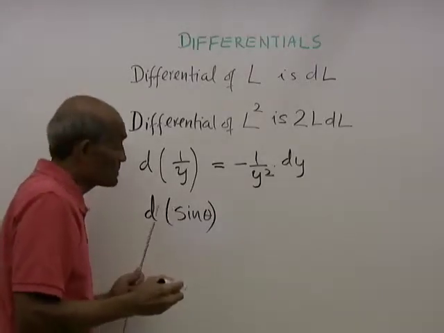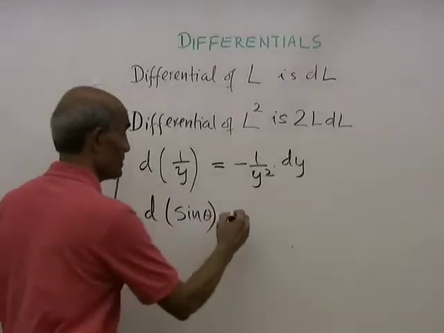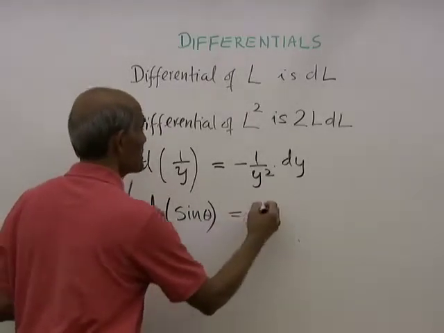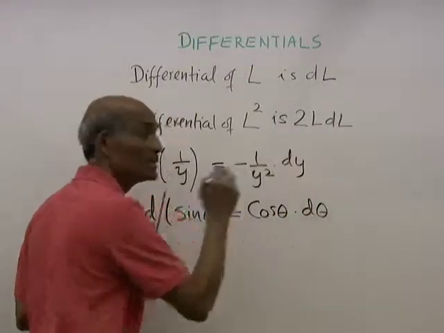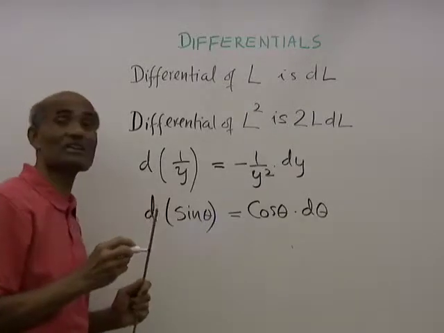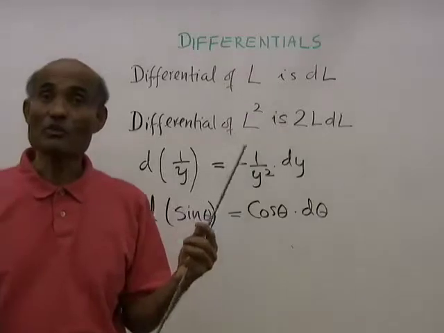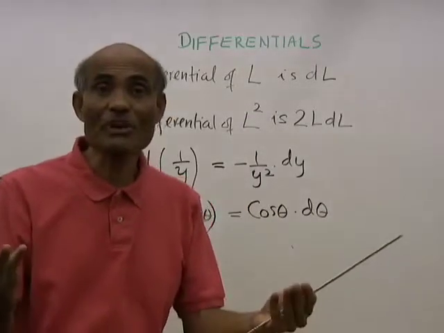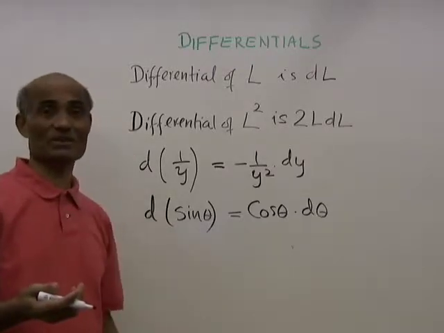Well, you know that the derivative of sine theta is cos theta. So, the differential of sine theta will be cos theta times d theta. That's right. The differential of sine theta is cos theta times d theta. That means, if you know how to find the derivative of a quantity, you can find the differential of that quantity. All right?